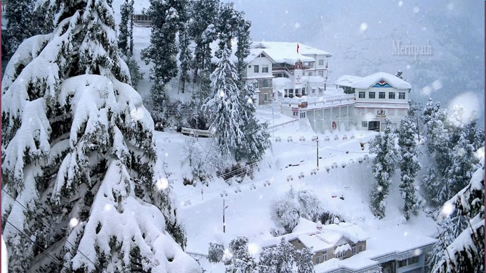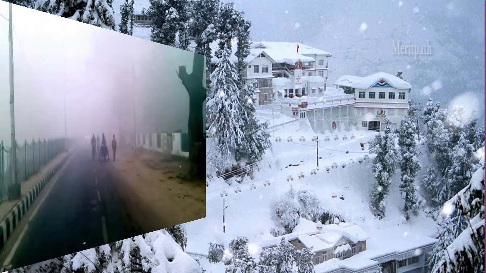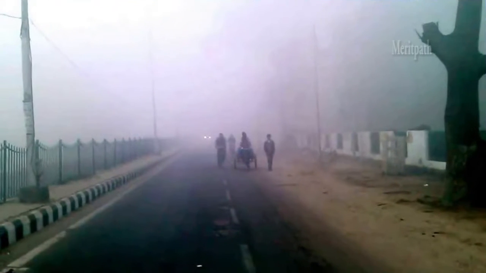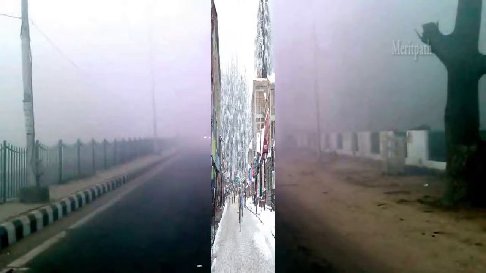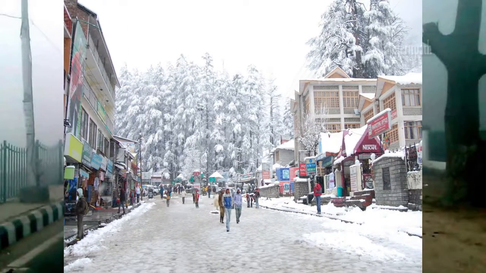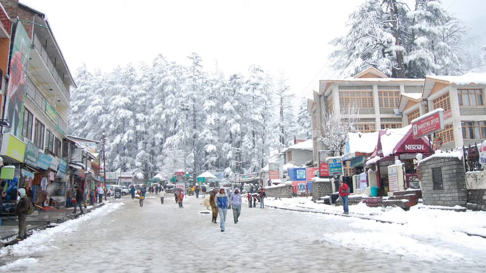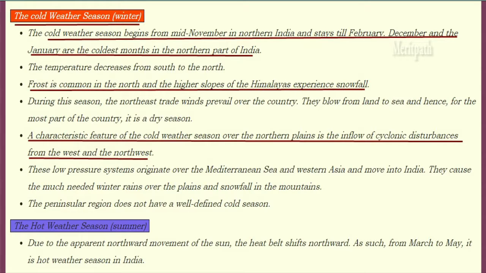During this season, northeast trade winds prevail all over the country. They blow from land to the sea. Hence, for most of the country, it is a dry season. A characteristic feature of the cold weather season over the northern plains is the inflow of cyclonic disturbances from the west and the northwest. These low pressure systems originate over the Mediterranean Sea and Western Asia and move into India. They cause the much needed winter rain.